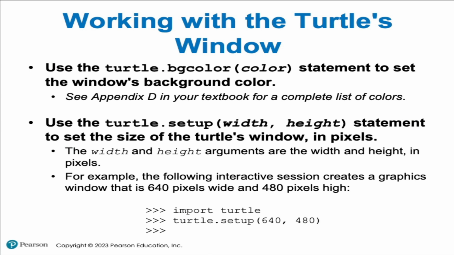We can change the background window to any color we want. It defaults to white, but if we want to change it to something else, we can do that. If we want to change the size of the window that we're drawing in, we can do that with the turtle.setup function. We specify how many pixels wide and how many pixels high we would like the window to be. There's some example code at the bottom of the slide to do that.